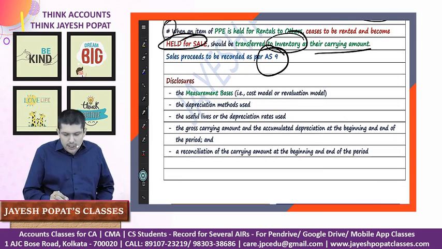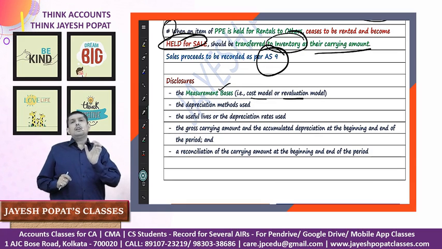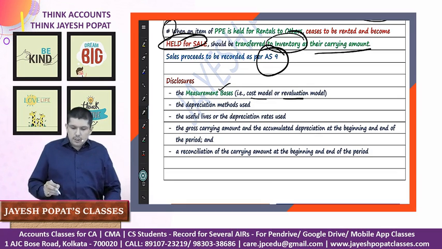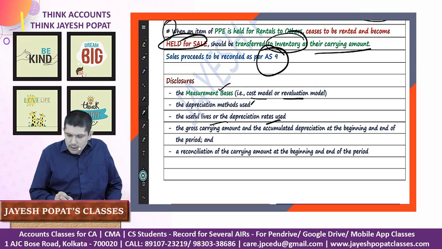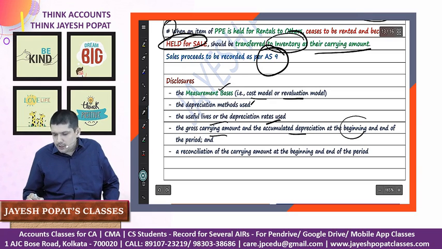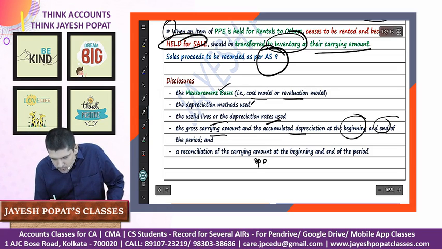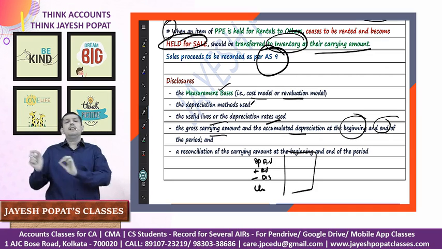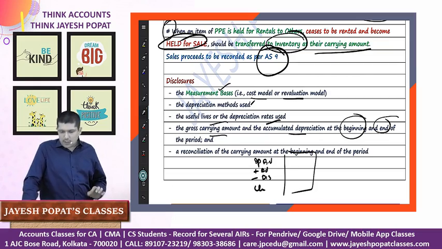And then disclosures: you need to state your measurement basis, whether you are following the cost model or the revaluation model. There could be some classes of asset where you follow the cost model, and some classes where you follow the revaluation model. You need to state what method of depreciation you are using, and what your useful life or depreciation rate is. You need to state your gross carrying amount and accumulated depreciation at the beginning and at the end of the year, and you need to do a reconciliation: what was the opening balance, what is the addition, what is the disposal, and what is the closing balance. This reconciliation needs to be shown for the cost element and for the accumulated depreciation element of the asset as well. So by this we are done with the revision of Accounting Standard 10.